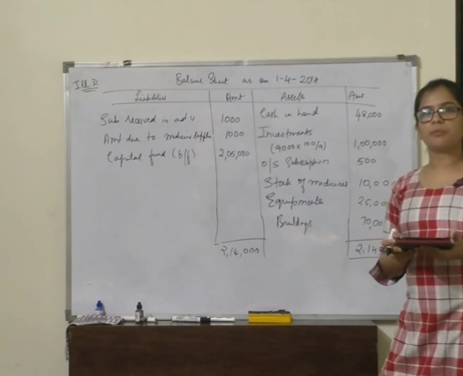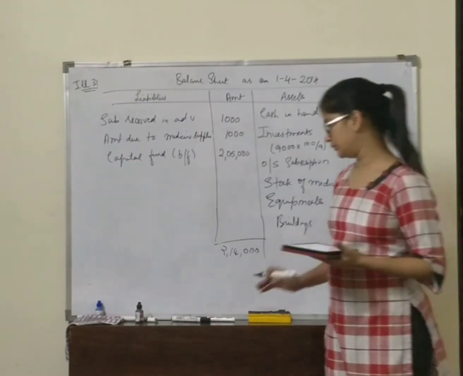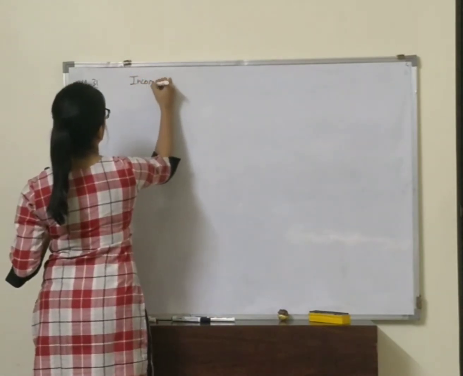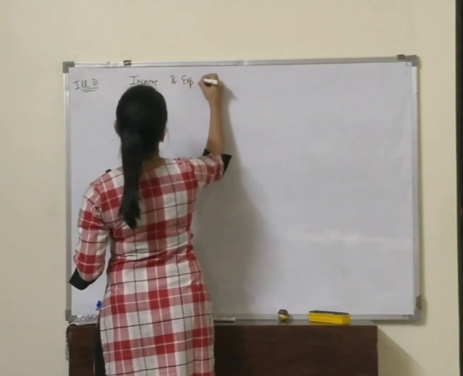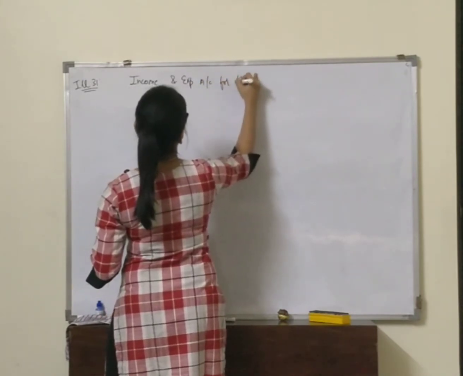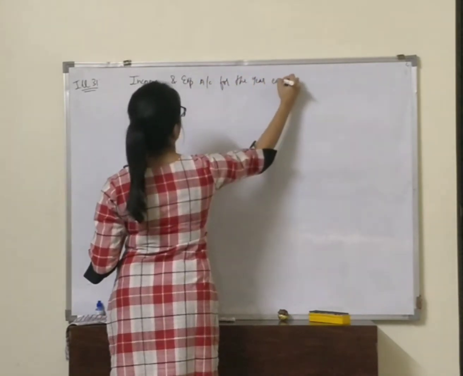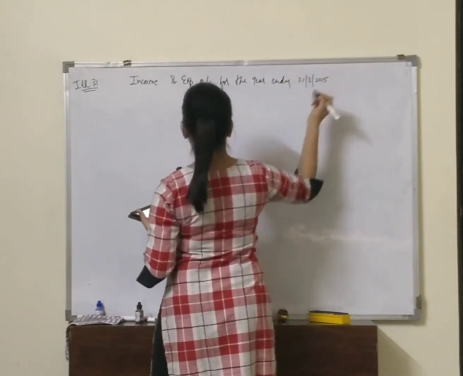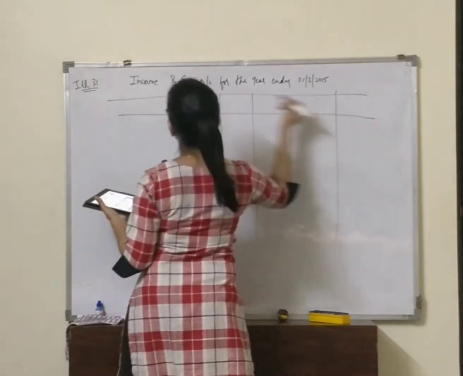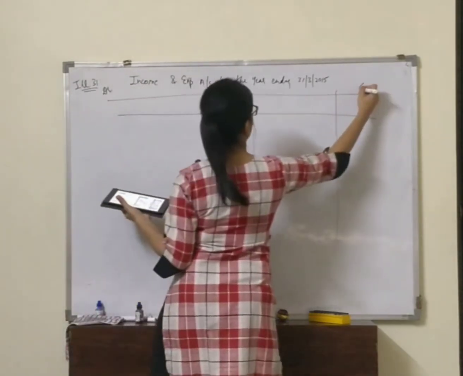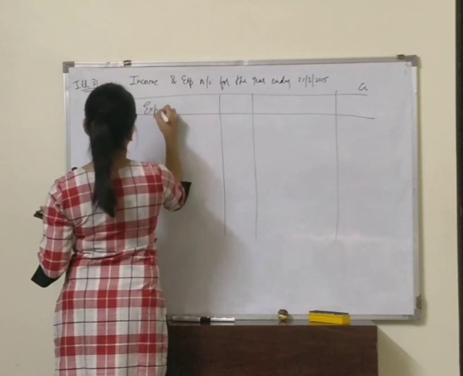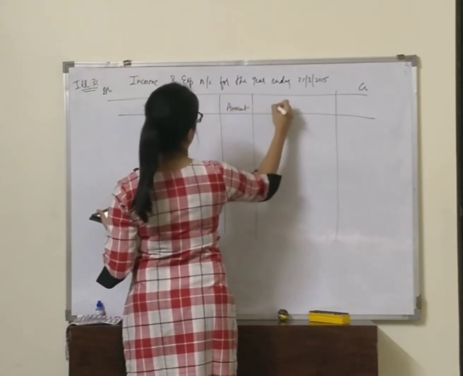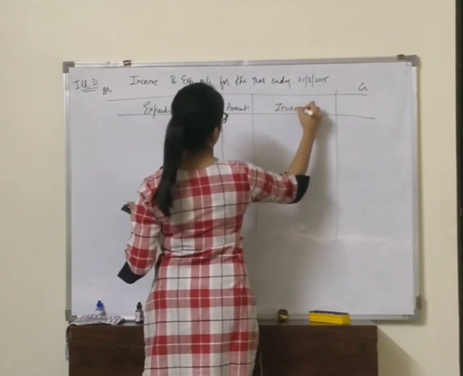The next step is to prepare an income and expenditure account. So write down income and expenditure account for the year ending 31st March 2015. Debit side, credit side, expenditure amount, income amount.